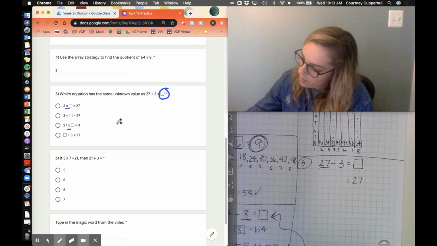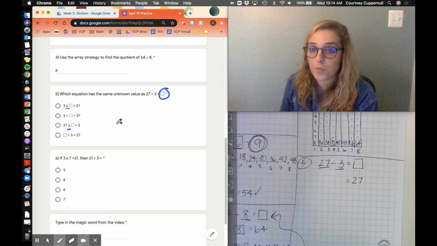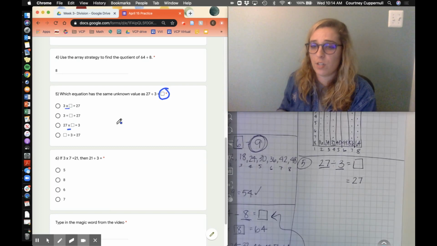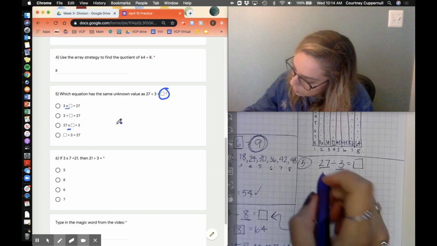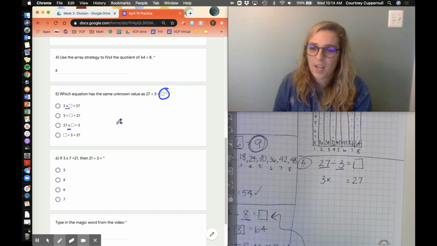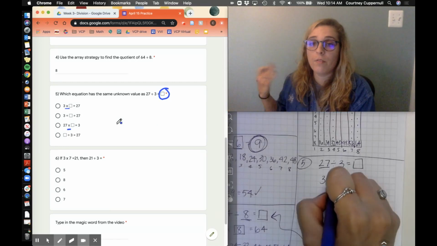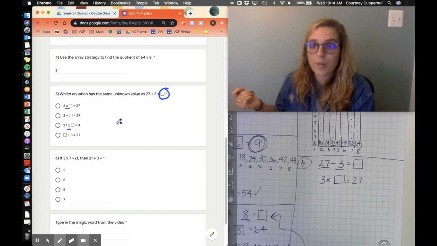Now, I know that the 3 here means groups. It means the number of groups that I'm going to have because I'm splitting 27 into 3 groups. So I'm going to say 3 groups with my multiplication sign there. But I don't know how many are going to go in each group, so I'm just going to put a box there for right now. 3 groups of something will equal 27.